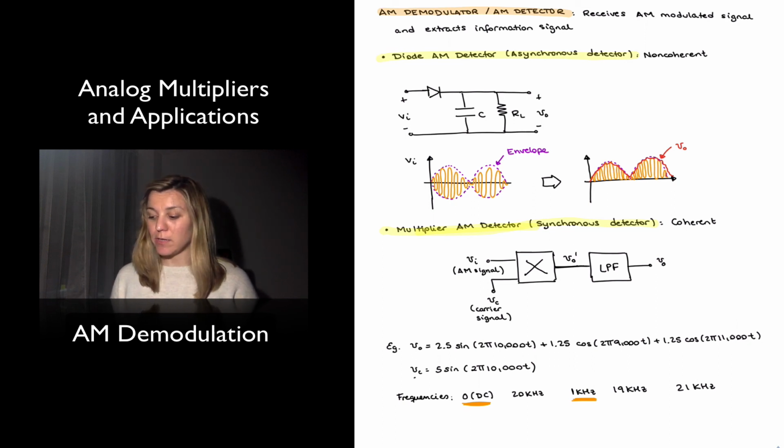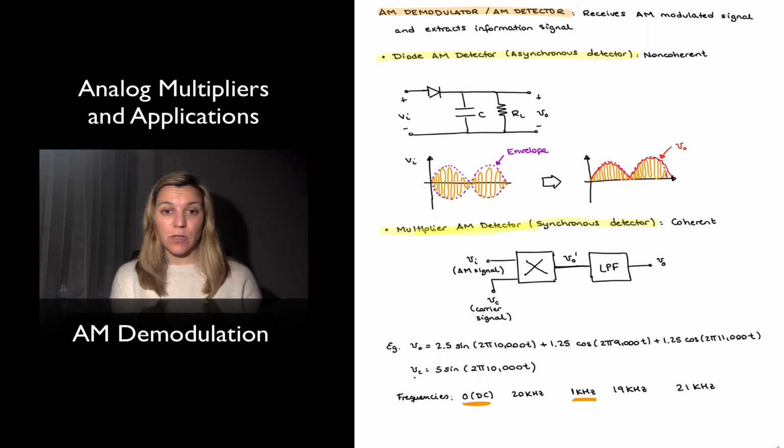And that's the whole idea behind the coherent AM detector. It's going to have a higher cost associated with it, but as we said, it's going to be more accurate and also less noisy, but also it's possible to use it with all sorts of amplitude modulation schemes, even the ones that we haven't talked about, whereas the diode AM detector only works for certain AM modulation schemes.